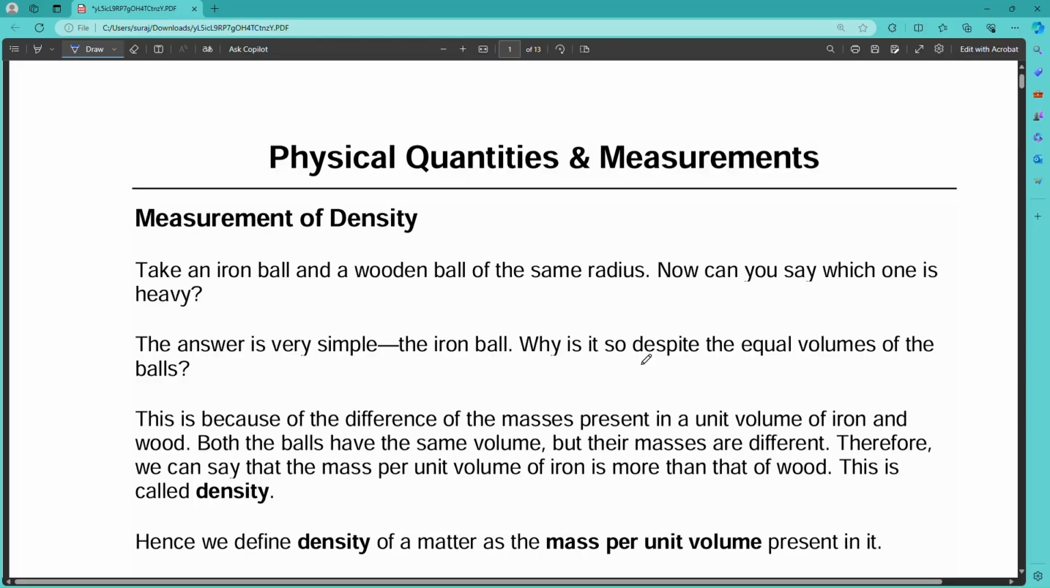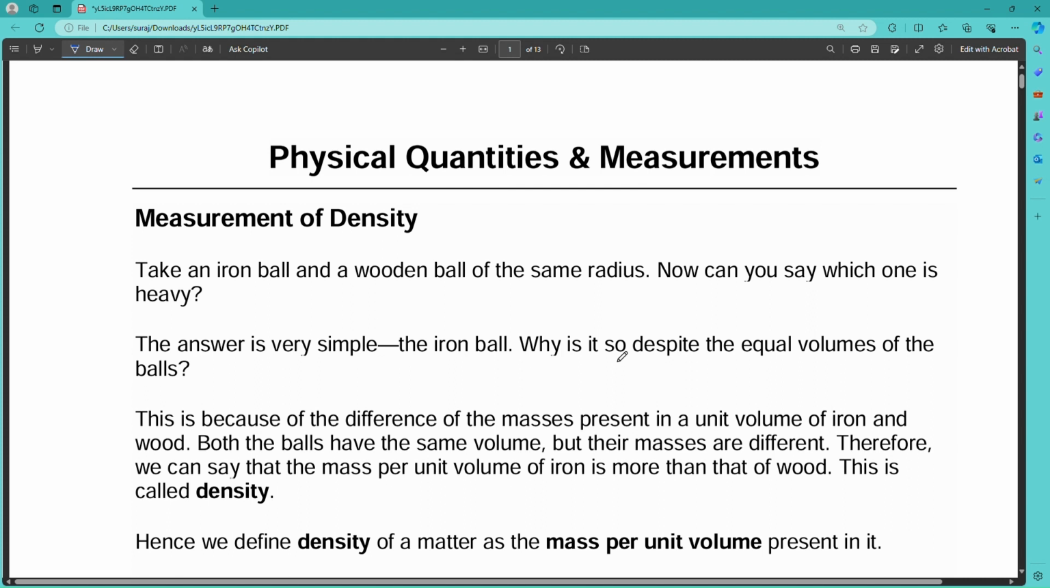Hello everyone, welcome to Apna Guruji, and in this video we are going to discuss physical quantities and measurements. In this full video we are going to discuss all the concepts of the chapter Physical Quantities and Measurement, which is the second chapter of ICSE class 8. We are going to discuss all the details and all the important concepts of this chapter.